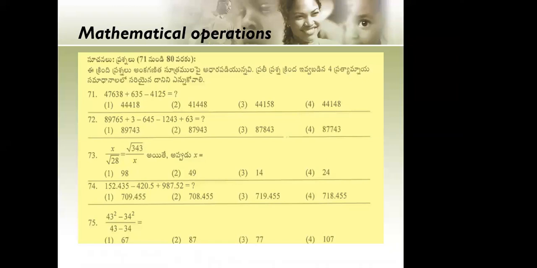Plus and additions only. Likewise, x/√28 equal to 343 by x. So you have to find out what is the value of x. Here 152.435 minus 425.5 plus 970.52 equal to how much? And this one is based on a square minus b square by a minus b, which will come. So a square minus b square means a plus b of a minus b. So the answer is 43 plus 34, which is 77. Like very simple basics they will ask you. So that's based on mathematical operations.